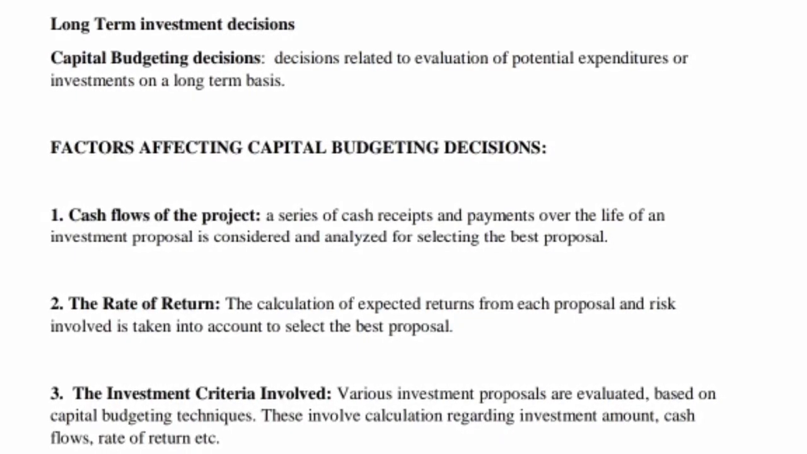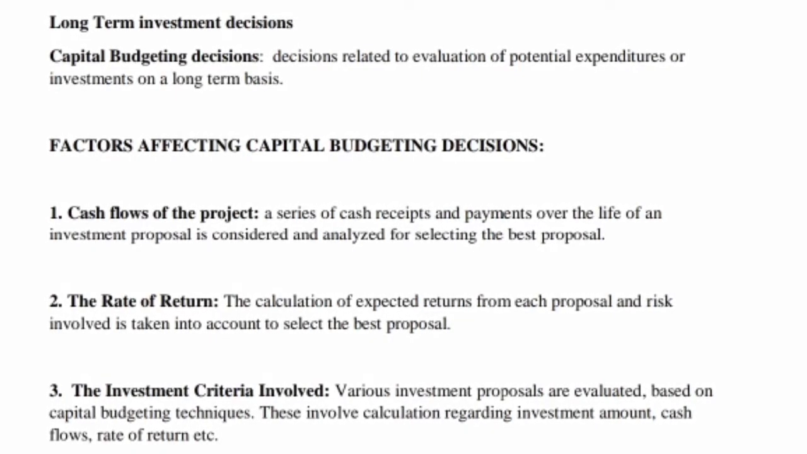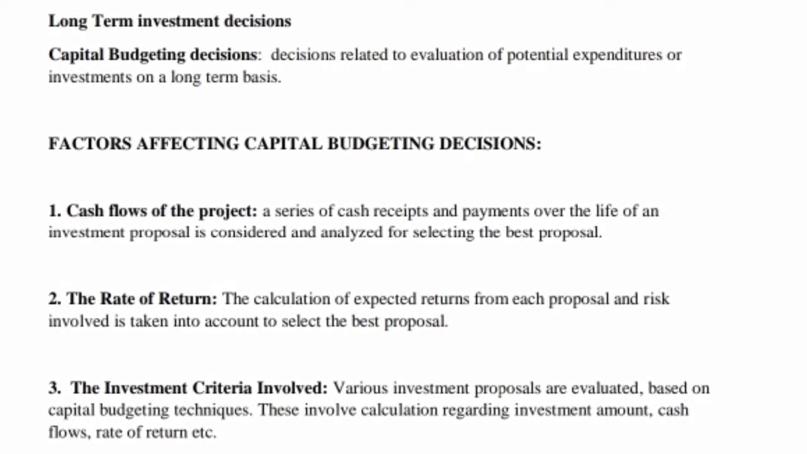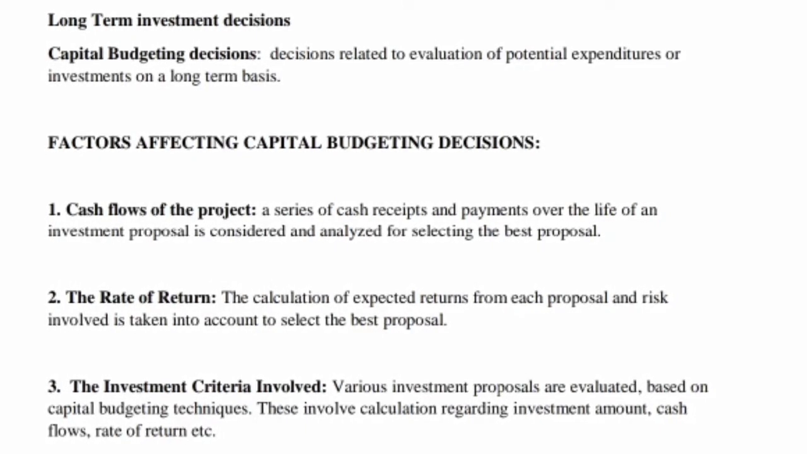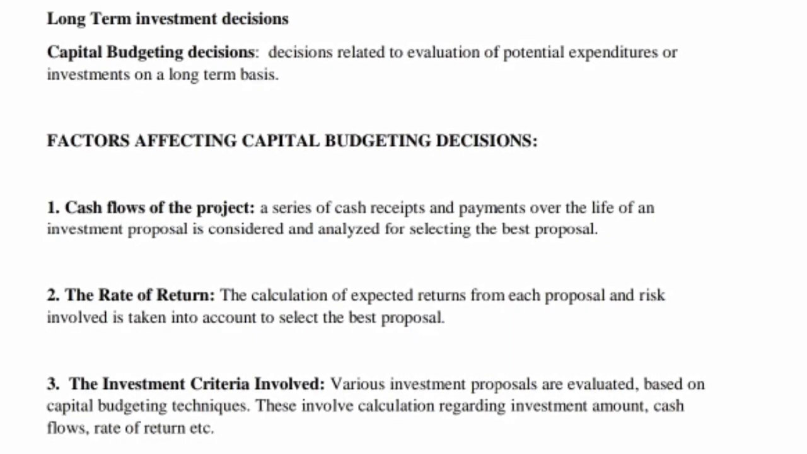Factors affecting capital budgeting decisions. 1. Cash flows of the project. A series of cash receipts and payments over the life of an investment proposal is considered and analyzed for selecting the best proposal. 2. The rate of return.